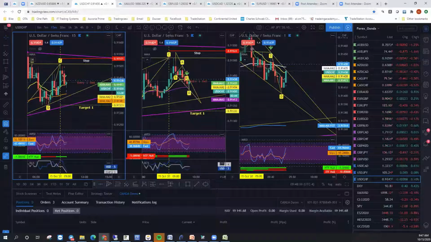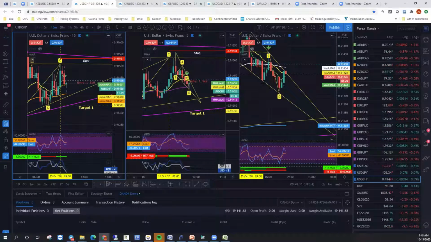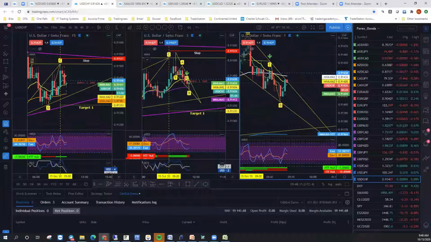Oh, I screwed up that entry. I put the wrong stop loss. In fact, we got the bounce off this 62, and it looks like it's about ready to close out above this. This thing's probably going to go long, which is going to help support our New Zealand trade.